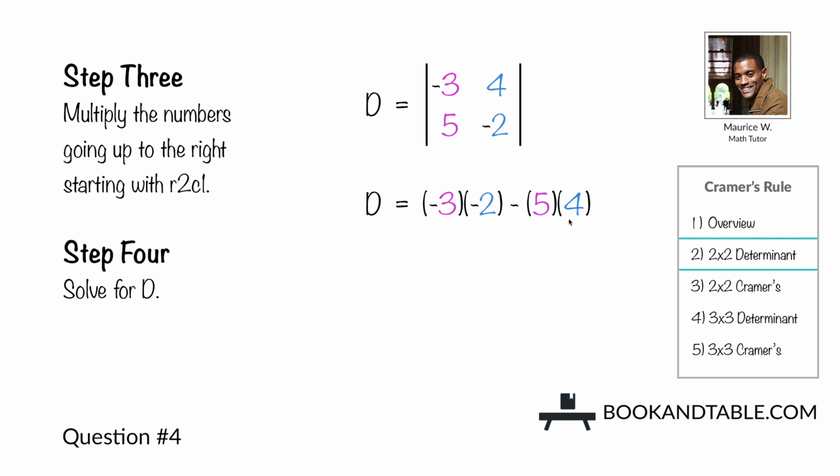So now to solve for D, we have negative 3 times negative 2, which is positive 6, minus 5 times 4, which is 20. Showing us the determinant is equal to 6 minus 20, which would be negative 14. So that is the answer to question number 4. And that is how we go about calculating a 2x2 determinant.